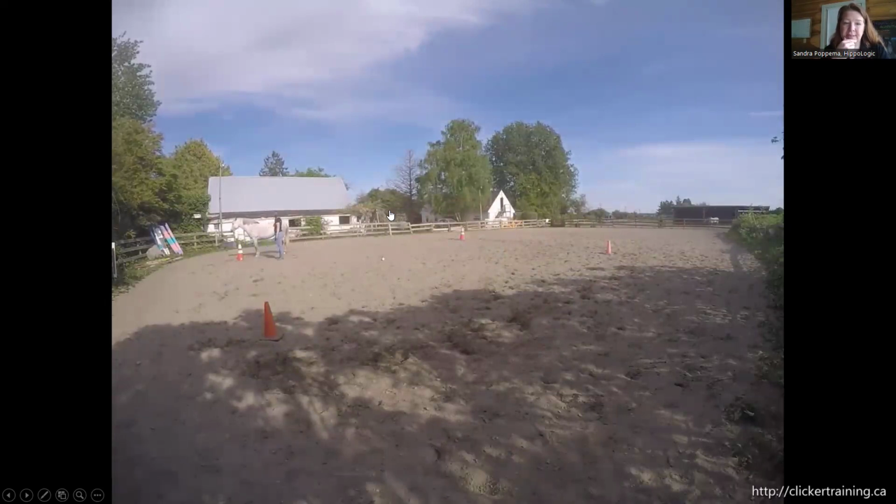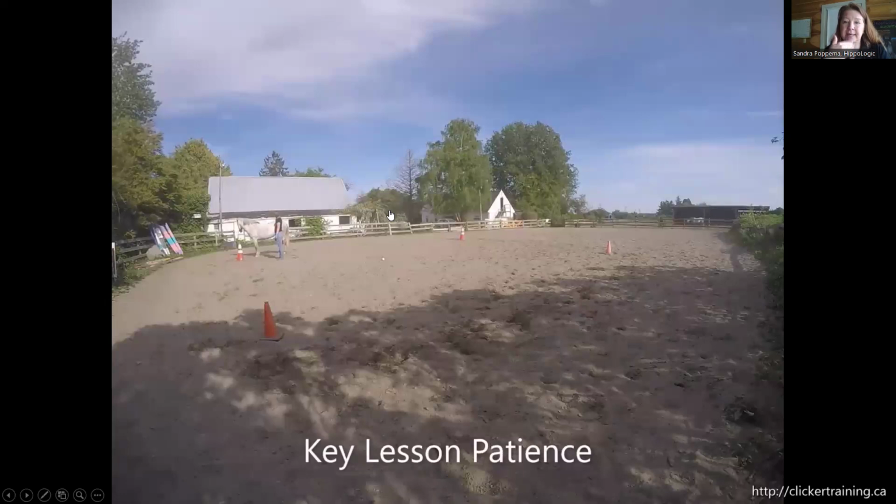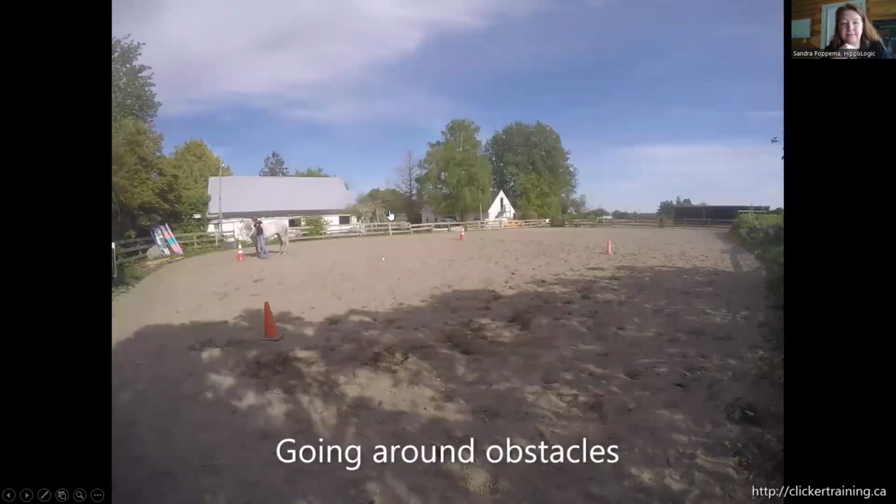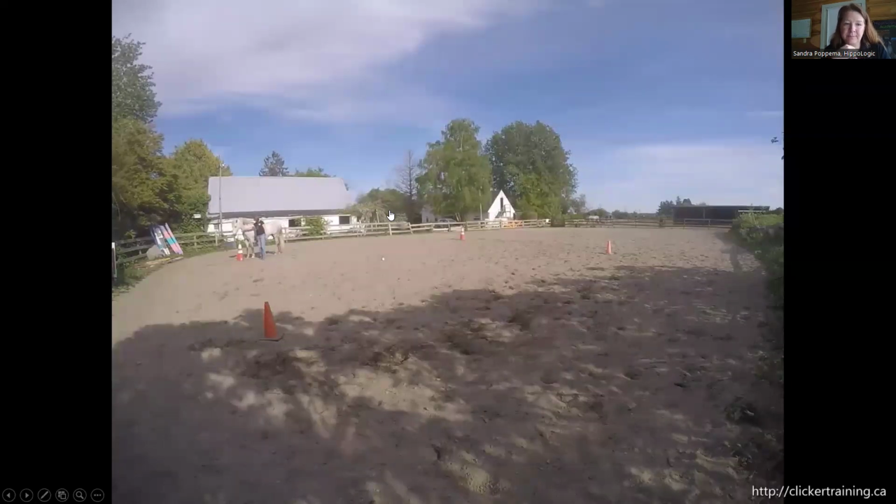Hold, and as you can see, she doesn't need to be with me. I can move away without her coming towards me. That's what I call key lesson patience. That's one of the 6 basics, and here I'm teaching her to go around.